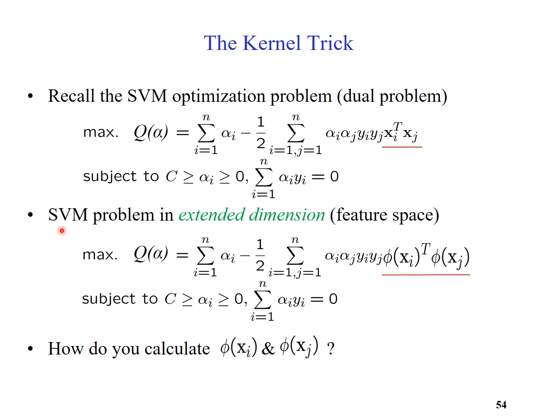Solving this problem means we find a linear classifier in higher dimension, because every data point is mapped to a higher dimension here. Okay, good. Then if you look carefully, the only thing we don't know is this pi xi, pi xj.